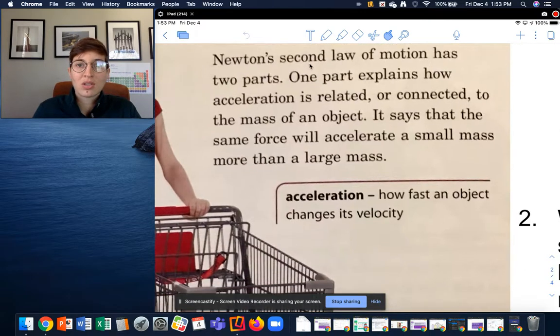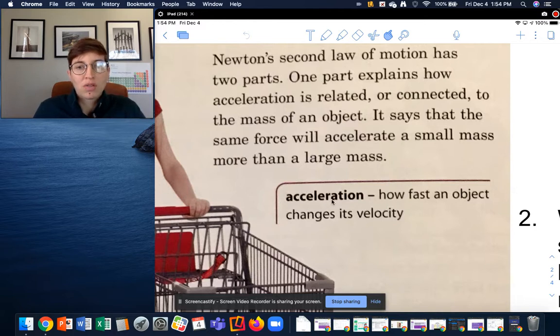Newton's second law of motion has two parts. One part explains how acceleration is related or connected to the mass of an object. It says that the same force will accelerate a small mass more than a large mass. So if you push with the same force, if you push a small object, it will accelerate the small object more than the large object.